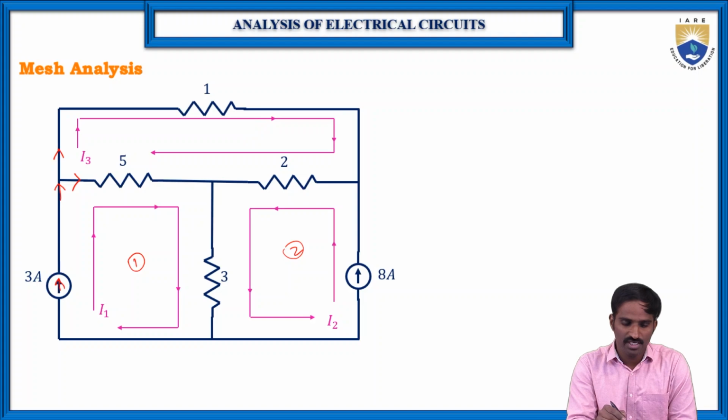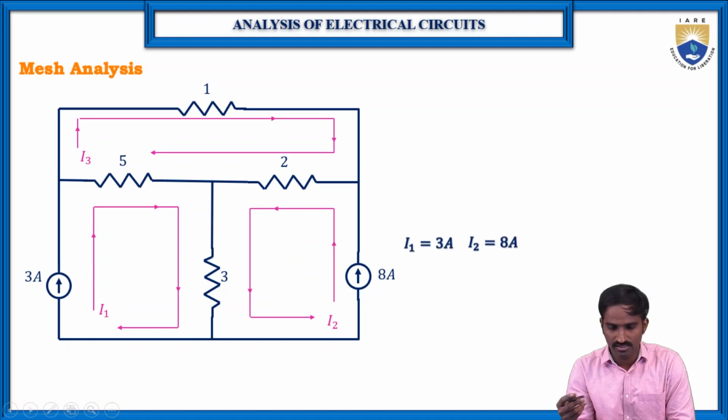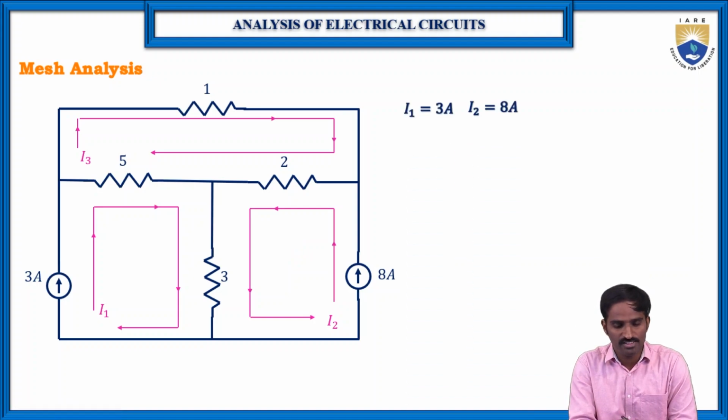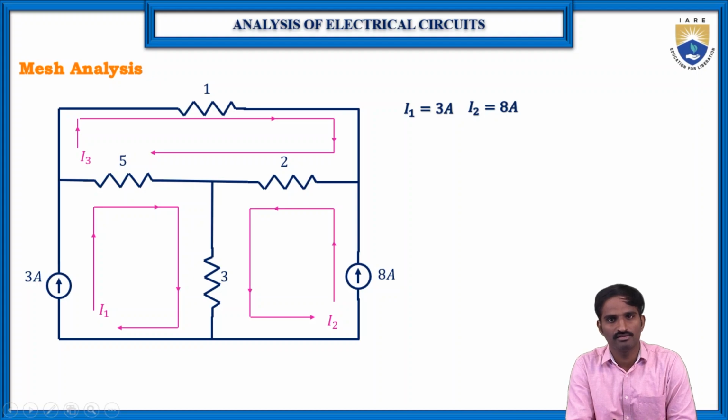Now, it is very easy if they give current sources instead of voltage sources, because here we directly know what I1 is. The current flowing through this loop is 3 amperes, which they have already given, and the current flowing through the second loop is 8 amperes. So we need not write the mesh equations to find the currents I1 and I2, because directly they have given the current sources. But what about the current flowing through the third loop, I3?